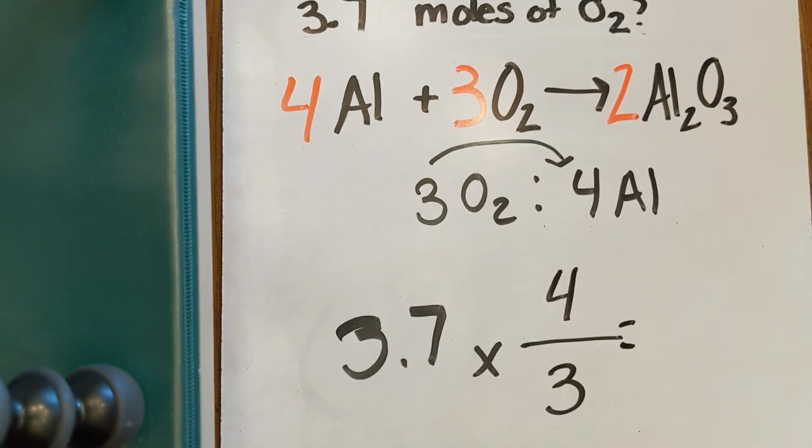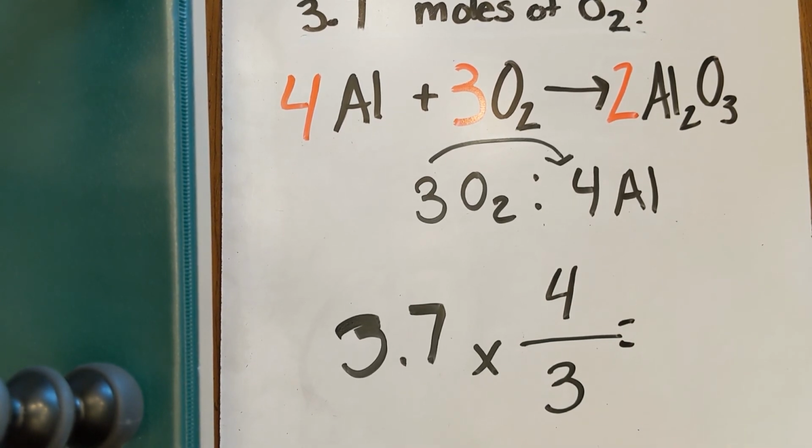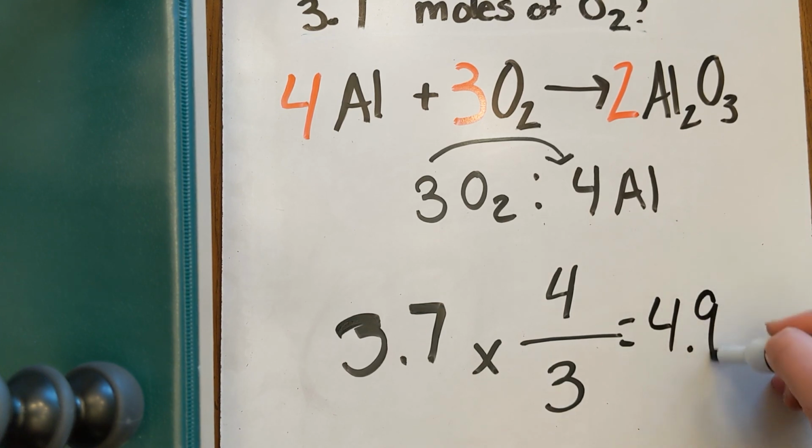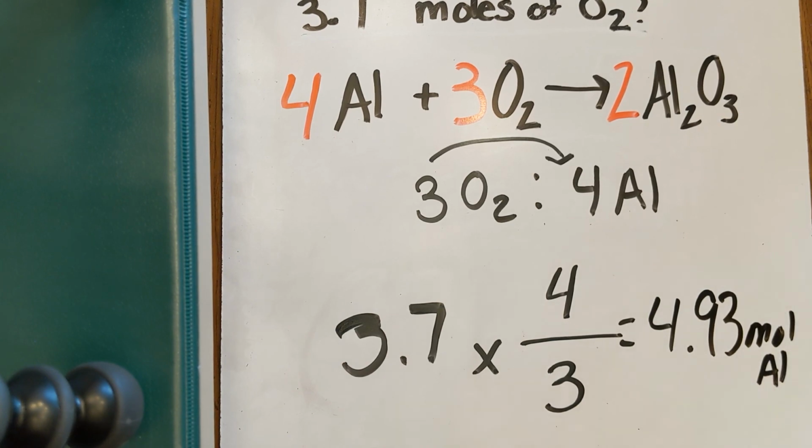When we solve this problem, the result will tell us how many moles of aluminum we need. When you plug this into your calculator, make sure you do the 4 divided by 3 first and then multiply it by your 3.7. When you do that, you should get 4.93 moles of aluminum. And that's your answer.